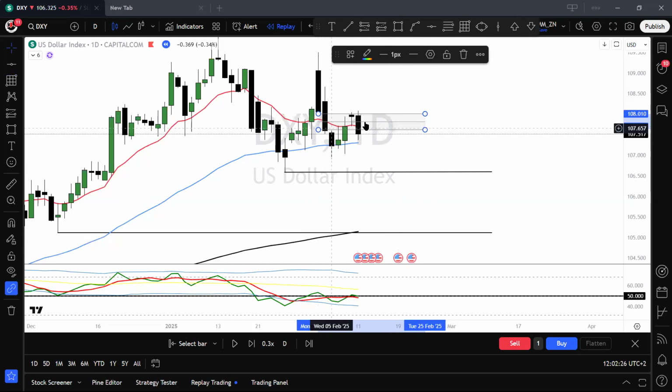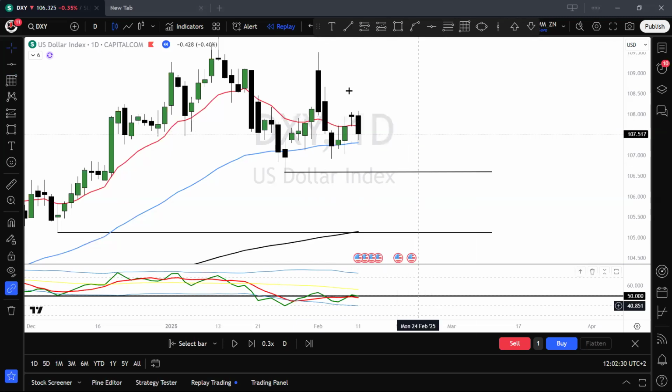But since we're on the daily, I'm not really going to mark it because I want to keep this chart a bit clean. All right. So Tuesday, we fell back into that range. So up until now, there's no trade. We're still watching. Monday, no trade. Tuesday, no trade. Why is there no trade?